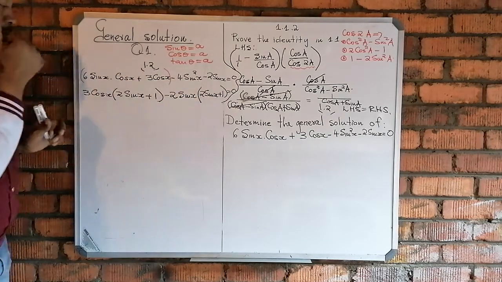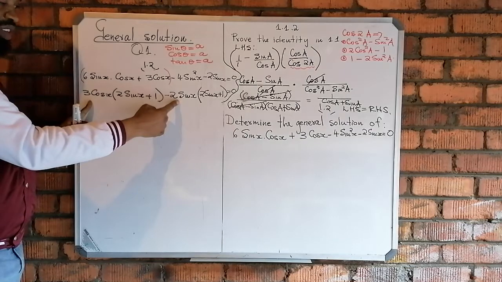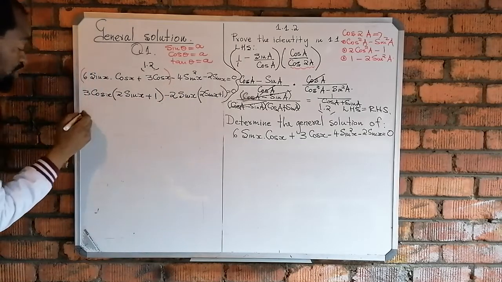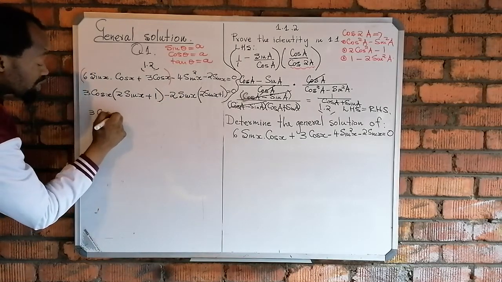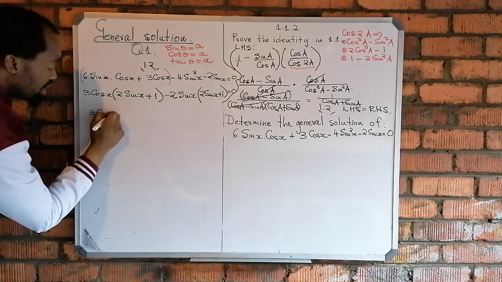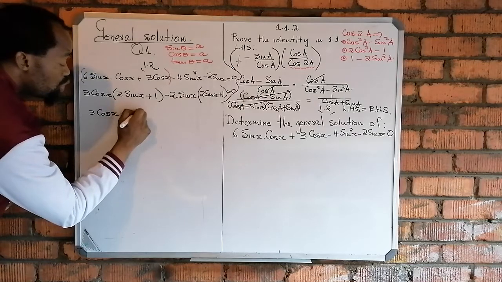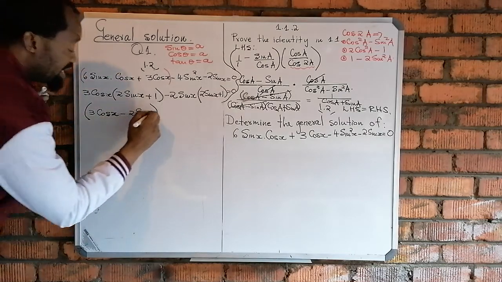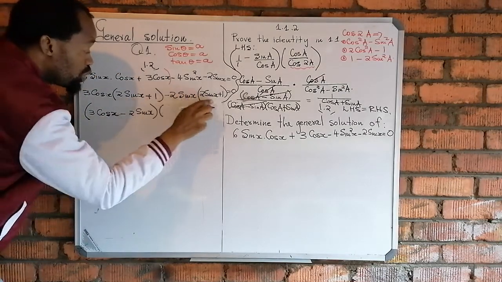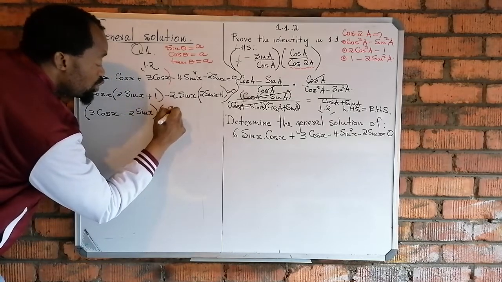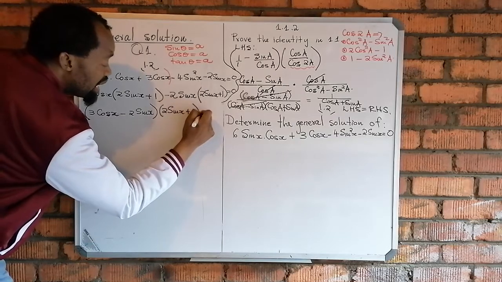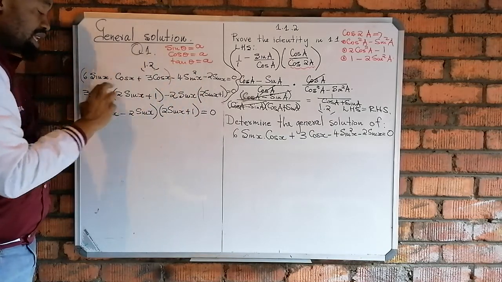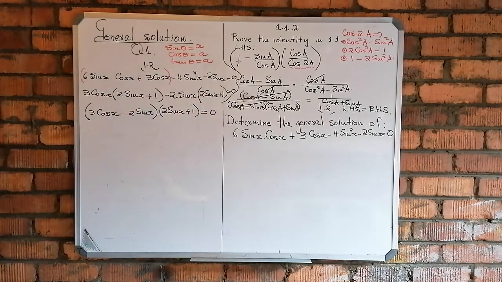Now, what does this mean? This is from the distributive property of mathematics. It means I can group these two. That is 3 cos x minus 2 sine x, close bracket, and open bracket that side, which is multiplied by 2 sine x plus 1. That is equal to 0. Now, I have factorized this, and the factors are those two.